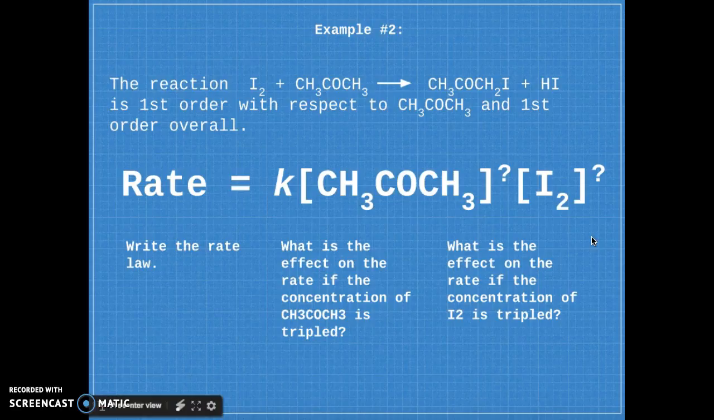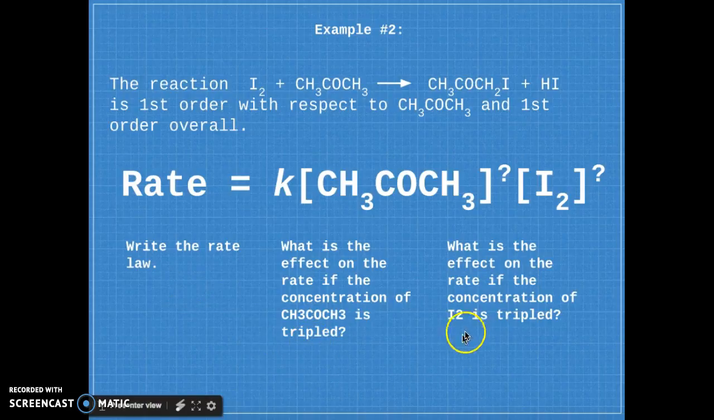Here's a second example. So this is a different reaction. Iodine and acetone are reacting this time, and the information above the rate law tells us it's first order with respect to acetone and first order overall. And we're being asked to do a couple of things. First, write the rate law. Now we have the generic format in the center, but notice we have question marks where the exponents go. So our job is to use the information up here to figure out what would these exponents be. So that's the first thing we have to do.